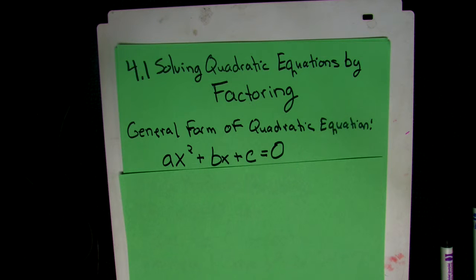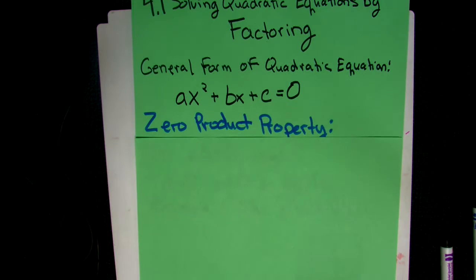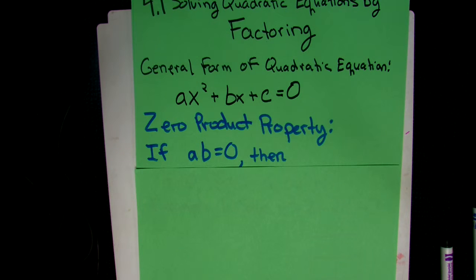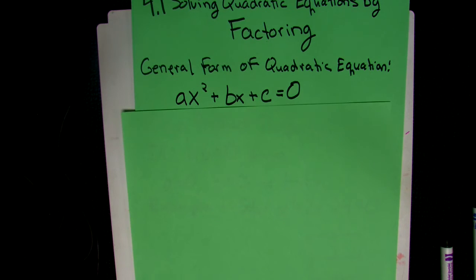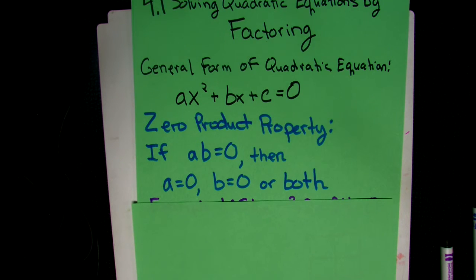We can solve for x by using what's called the zero product property. The zero product property says that if the product of two numbers is 0, then one of those numbers has to be 0, or they're both 0. So either A is 0, B is 0, or they're both 0. For two things multiplied together to equal 0, one of them has to be 0. That is how we are going to solve for x in our quadratic equation. We factor first, and once we have two factors set equal to 0, either one of those factors is equal to 0 or they're both equal to 0. So let's see that in action.